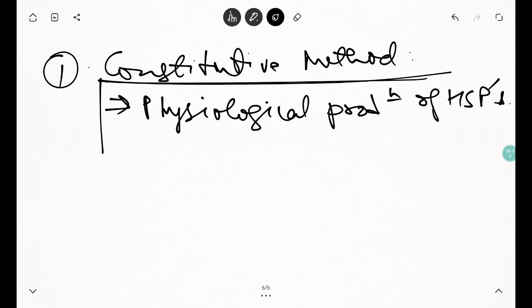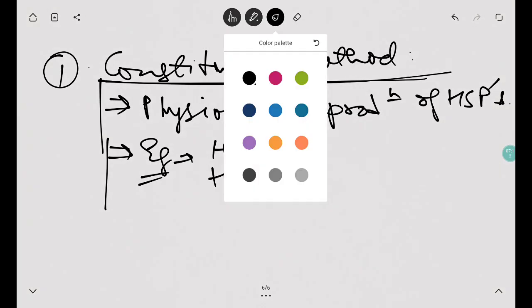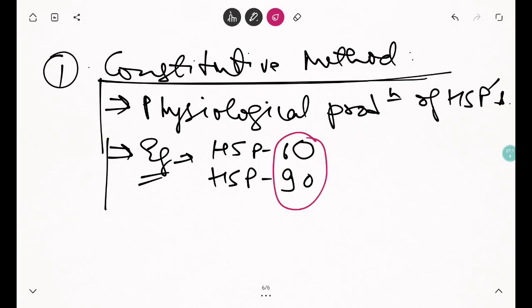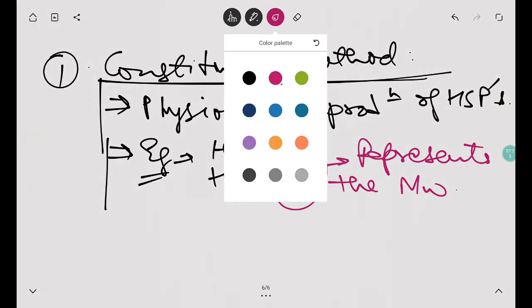Now, examples of HSPs which are produced physiologically are HSP 60 and HSP 90. Okay, so these are HSPs which are produced normally. What is the meaning of this number here? The number represents the molecular weight.